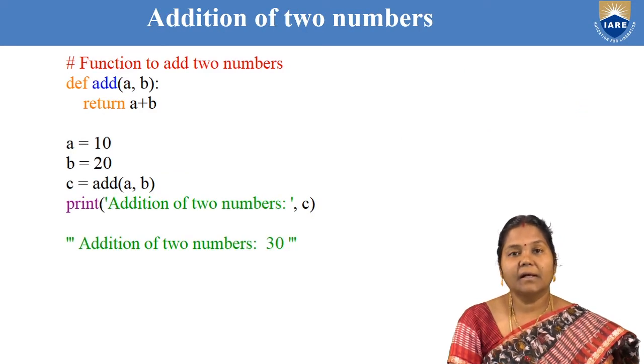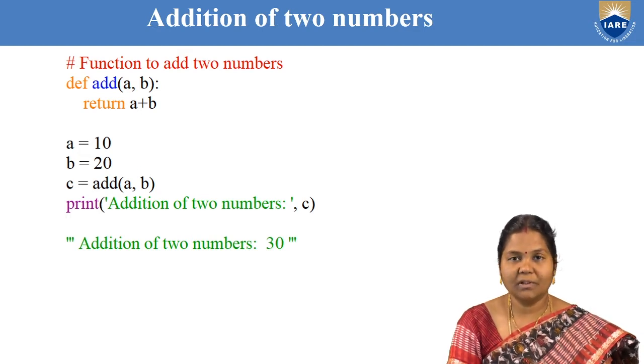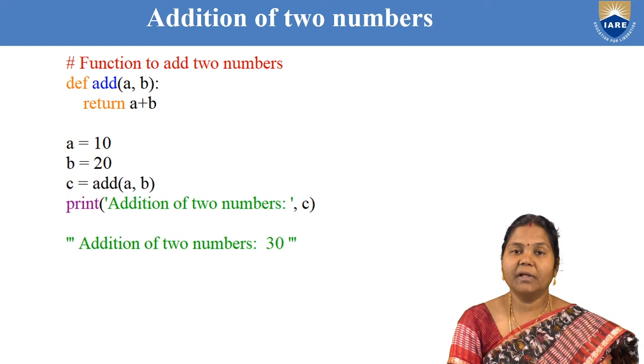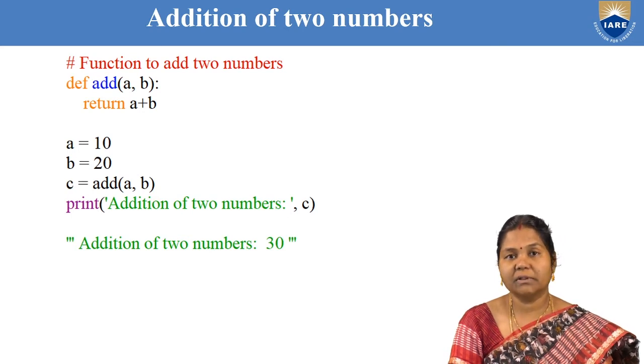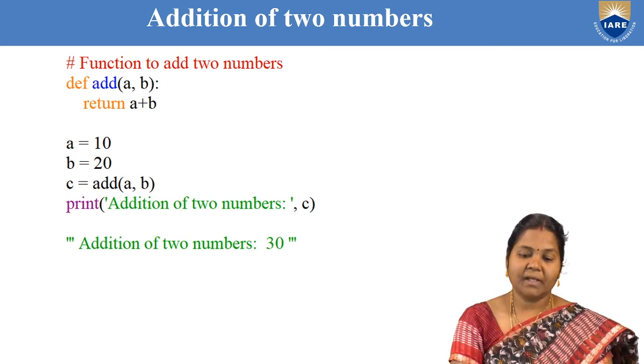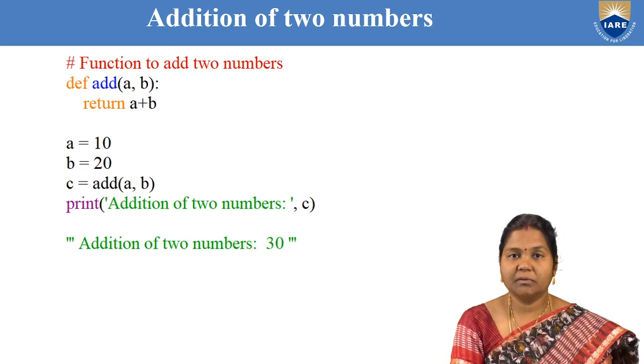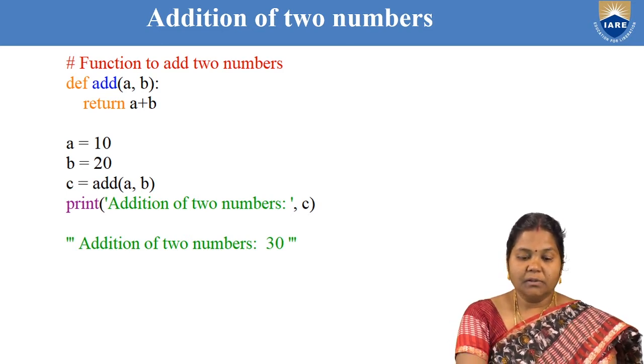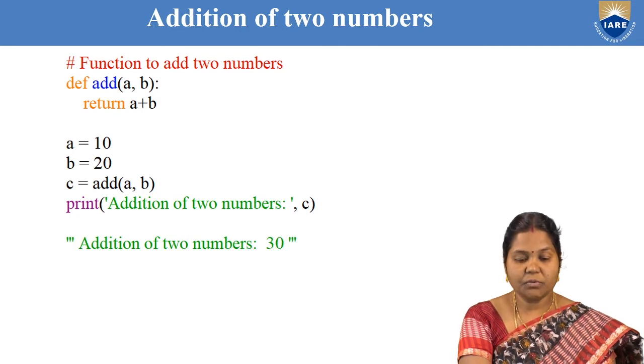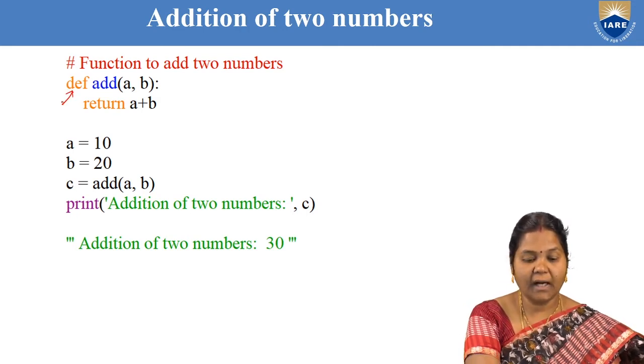Now let us see some examples of how to create a function and how to call the function. A function should be invoked by calling it. Suppose you want to find the addition of two numbers. First we have defined a function. So def is the keyword to define a function, and add is the name of the function.